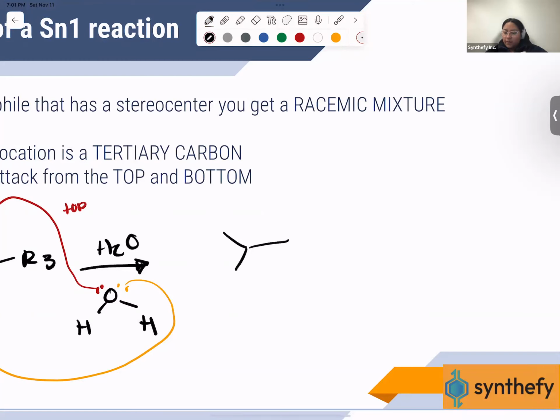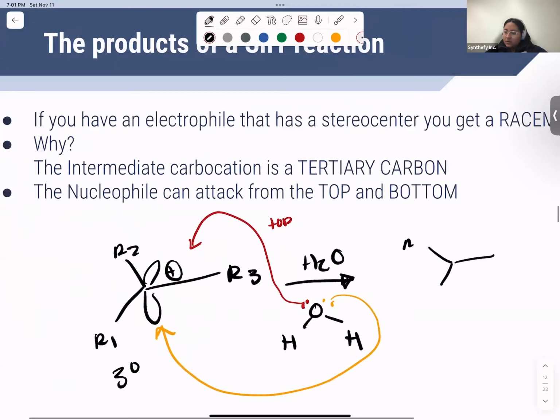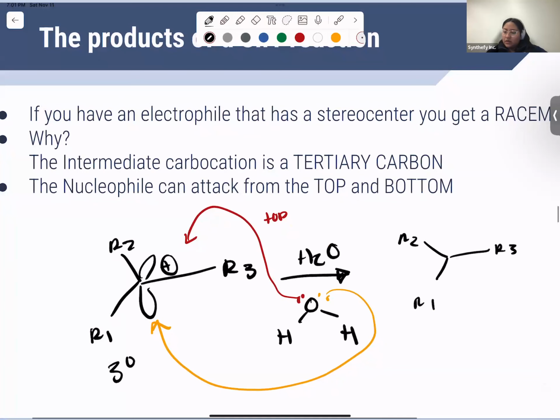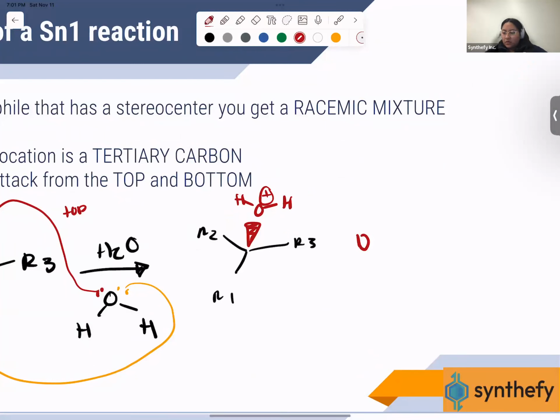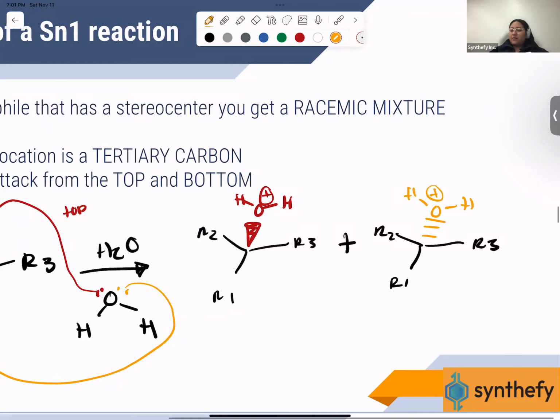So, 2, R, 1, R, 3, and then you use R. The wedge here. And then, in addition to this, oh wait. This will get it on the dash. 2, 1, 3. So here would be your 50-50.